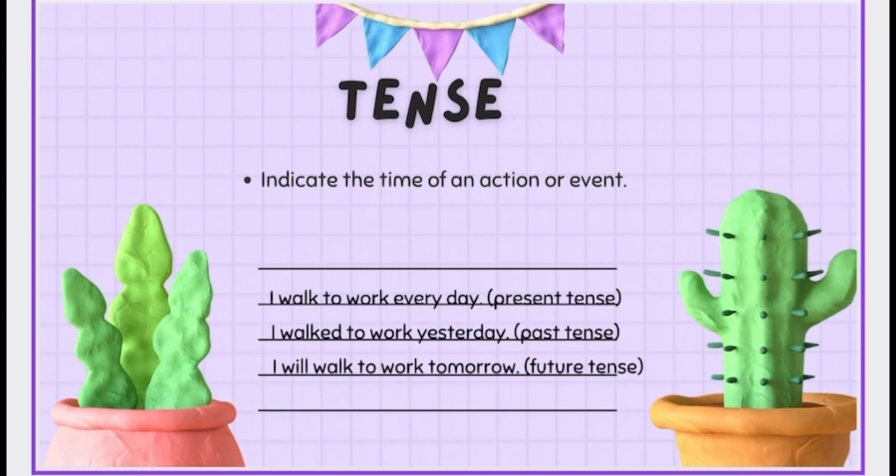Tense. Tense is a grammatical category that indicates the time of an action or event. It's a deictic category, which means that its meaning depends on the context of the utterance. In English, tense is expressed inflectionally for the present and past tense. Here are some examples. I walk to work every day, present tense. I walked to work yesterday, past tense. And I'll walk to work tomorrow, future tense.